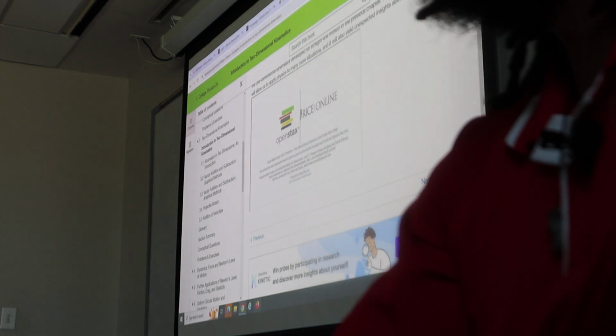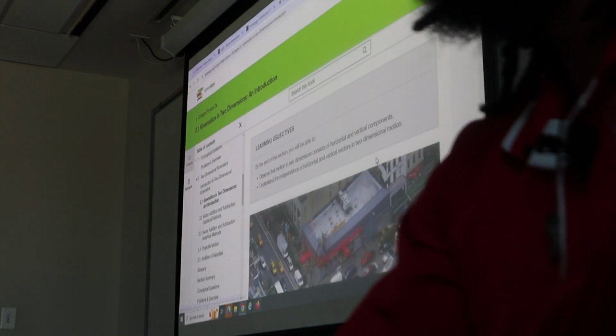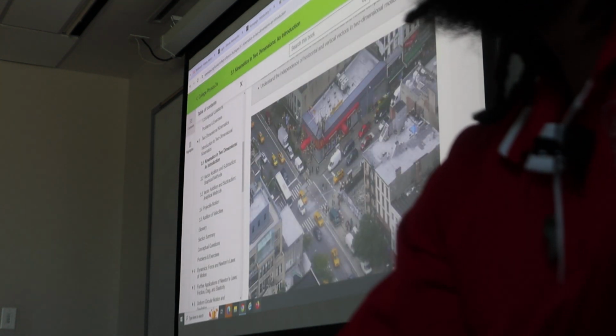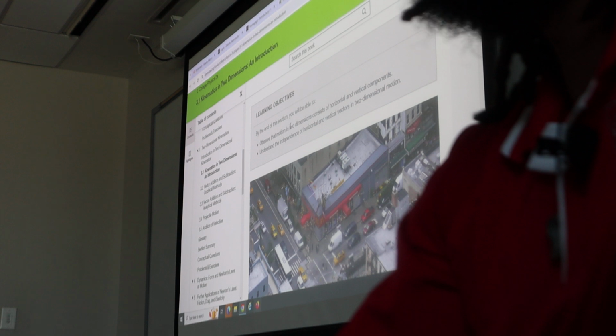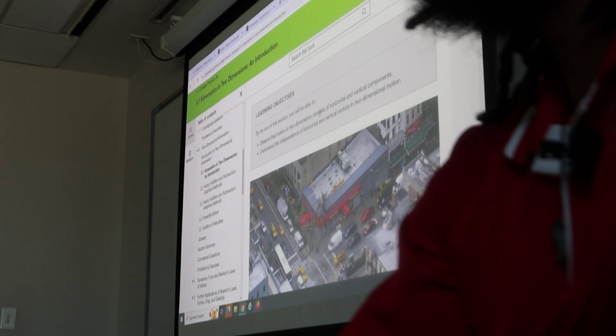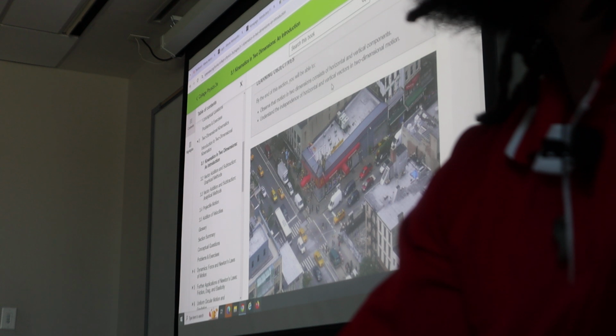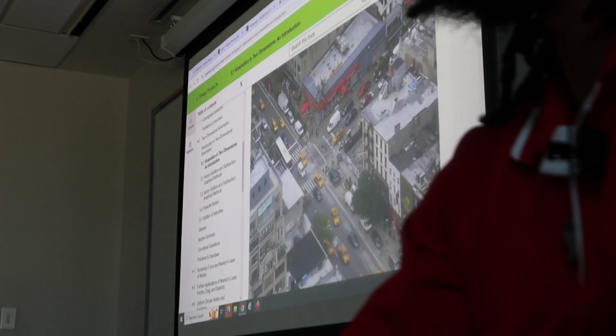Cool, little intro. Get our brains prepared. By the end of this section, we'll observe that motion in 2 dimensions consists of horizontal and vertical components. Understanding the independence of horizontal and vertical vectors in 2-dimensional motion.